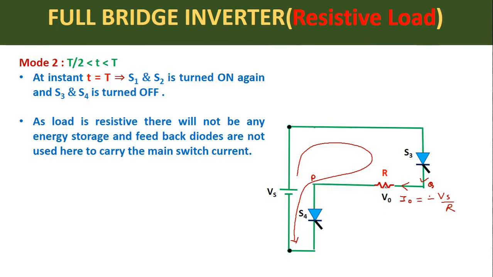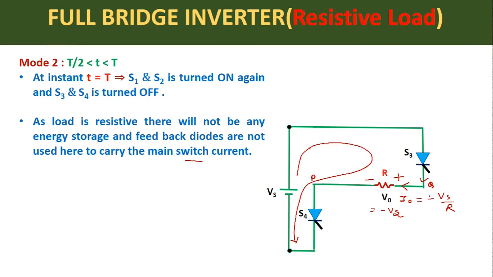Now the polarity of the load voltage will also change across the resistor since the current direction is changing in the mode 2 operation. Therefore the load voltage polarity will be plus on this point and minus on this point. So this load voltage will be taken as negative and will be equal to minus of Vs, and load current will be equal to minus of Vs by R in the mode 2 operation. As here we are using the resistive load, there will not be any energy storage in the resistive load, we know that, and thus the feedback diodes are not used here to carry the main switch current. Therefore the feedback diodes will remain inactive in the full bridge inverter with resistive load.